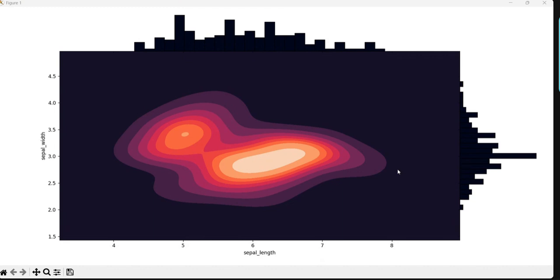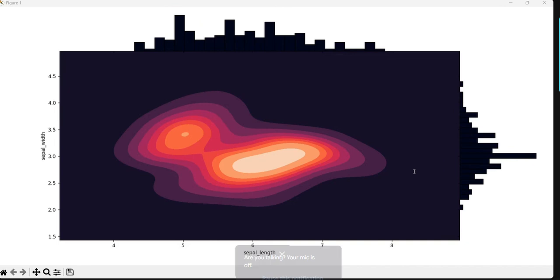Likely the different species like Setosa, Virginica, so they have different average sepal dimensions. That is what it is depicting. So the marginal histograms are there. These bars show the univariate distributions, that means the distribution of just one variable at a time.